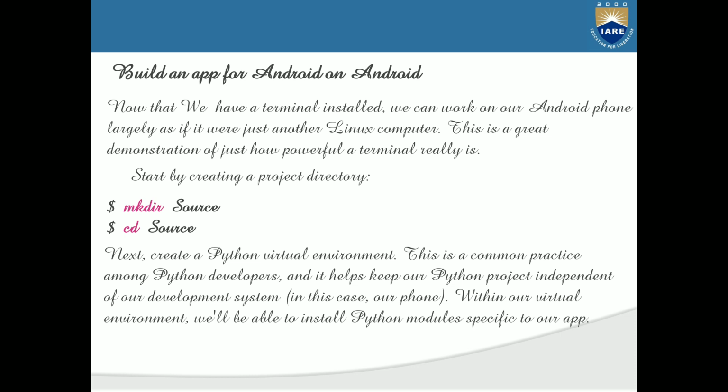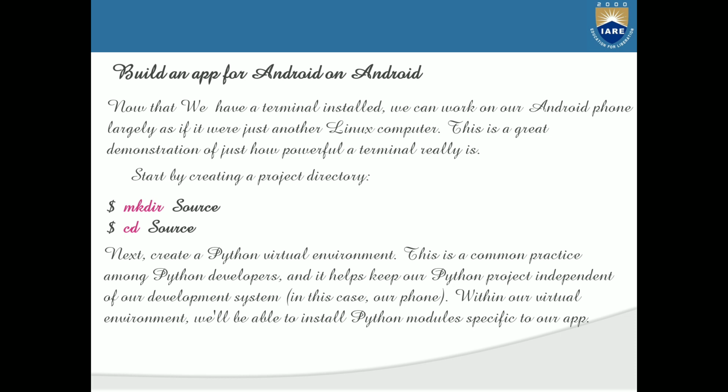Start by creating a project directory. mkdir source. mkdir source is used to create a directory named path with the specified numeric mode. And cd source. cd source stands for change directory. You can change the directory by just typing cd directory path into the command prompt.